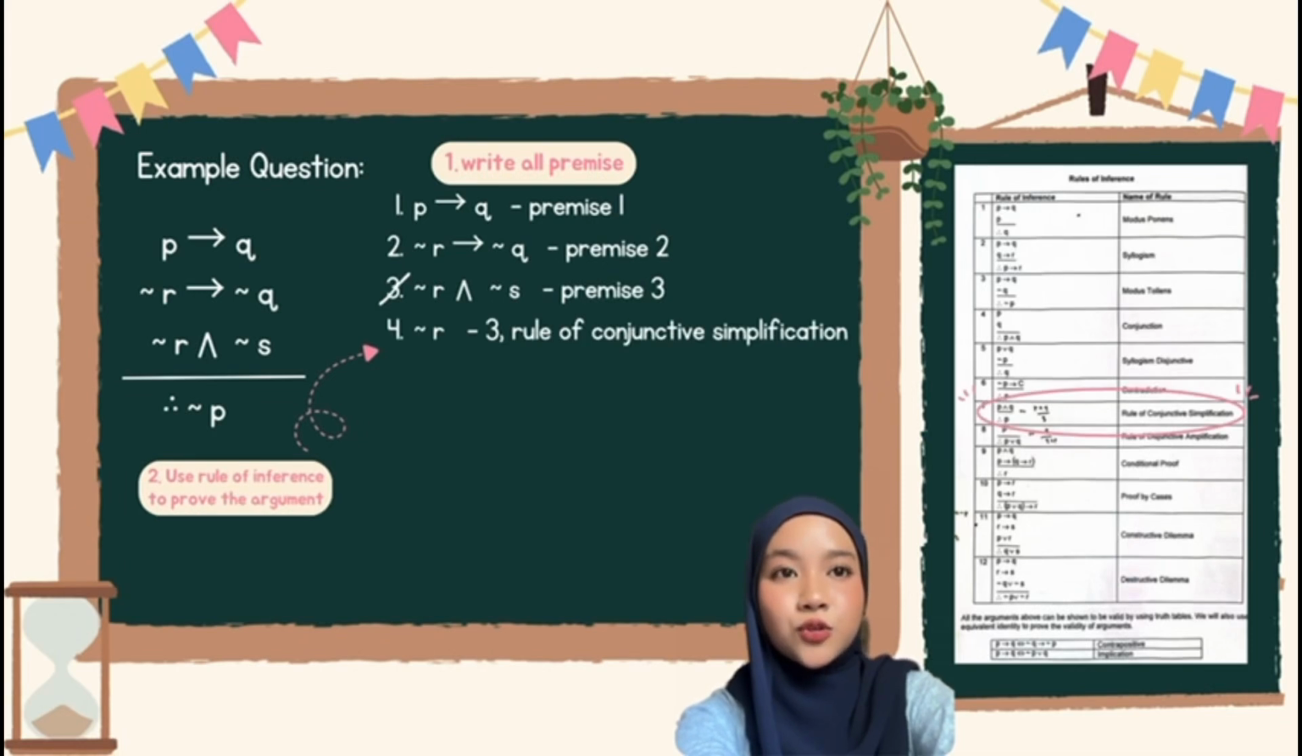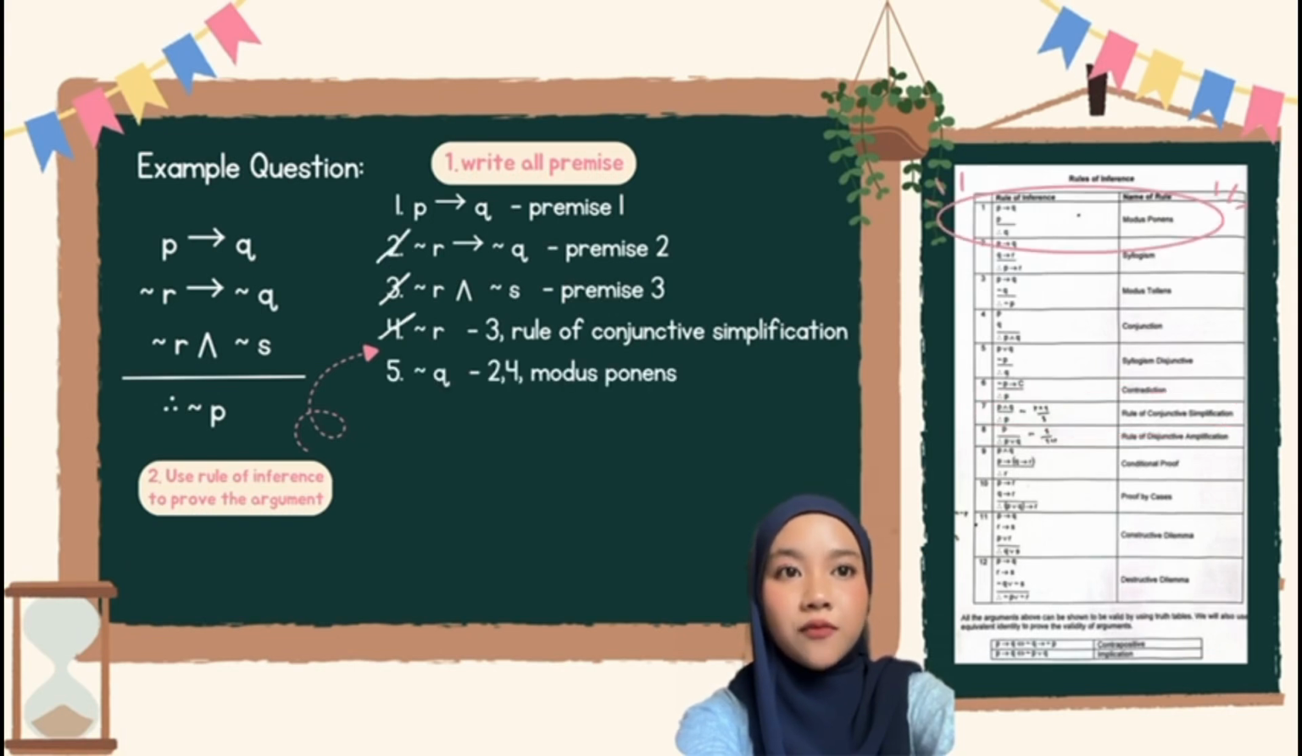So we continue to number 4. We look at number 3, which is not R and not S. We choose the rule of conjunctive simplification in rules of inference. So from not R and not S, we got not R in number 4. So we continue to number 5.